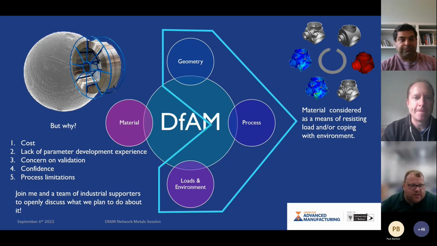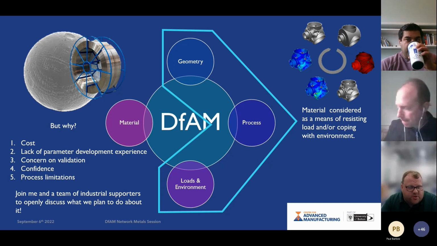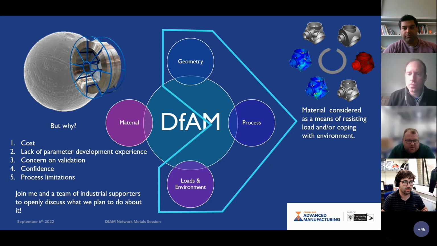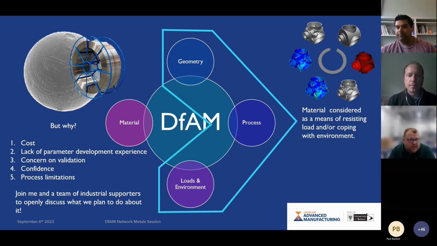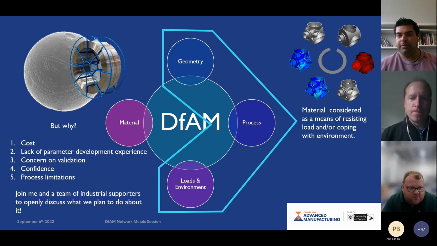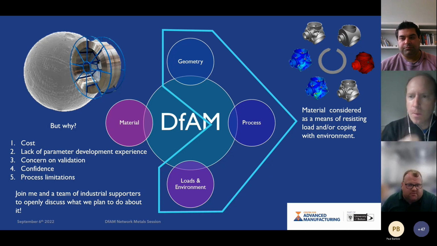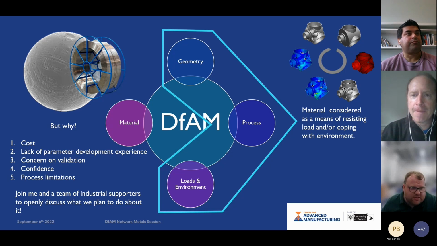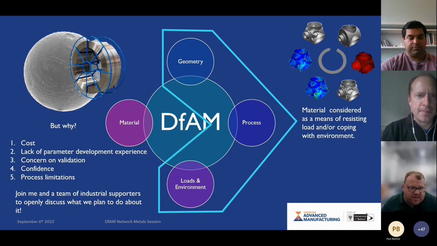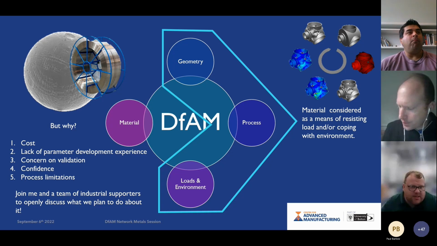So here we go in terms of DfAM. Hopefully that slide is up. We have our geometry, our process, and we have some loads and environmental considerations to consider. And our material is chosen to be the most appropriate. However, is that really always the most appropriate? That material is quite often chosen as a means of resisting that load or our environment. And unfortunately, the material costs with most forms of metal additive in particular seem to be quite prohibitive and also a little bit limited at times.